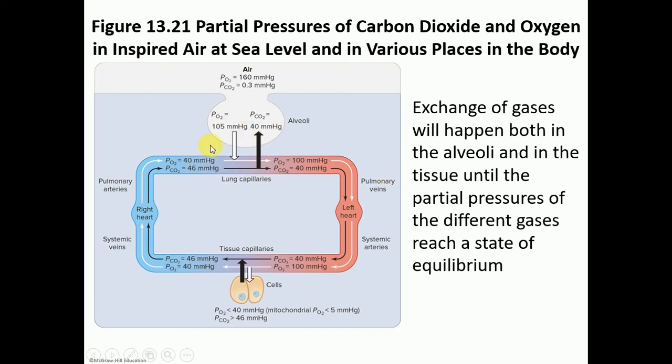So when it reaches the lungs, these numbers are there just for illustration. The deoxygenated blood coming from the right side of the heart has 40 millimeters of mercury of oxygen, while the alveolus has 105 millimeters of mercury of oxygen. So the oxygen is going to diffuse from an area of high concentration to an area of low concentration until they become pretty much equal. Exchange of gas, whether we're talking in the alveolus or in the tissue, is going to occur because of that difference in pressure, and it happens until we reach a state of equilibrium. And then these molecules are going to move on to where they need to go.